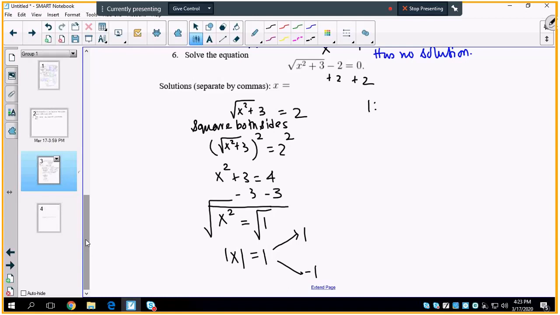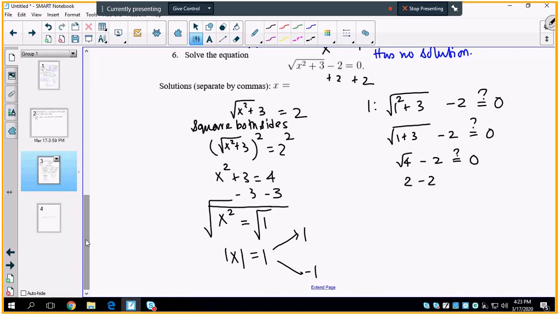Checking for 1. Left hand side is square root of 1 squared plus 3 minus 2. Is this equal to 0? Remember, 1 squared is just 1. So square root of 1 plus 3 is square root of 4 minus 2. Is this equal to 0? And clearly, as you can imagine, this is 2 minus 2. And that is clearly equal to 0. So I will say 1 is a good solution. How about the other solution, negative 1?